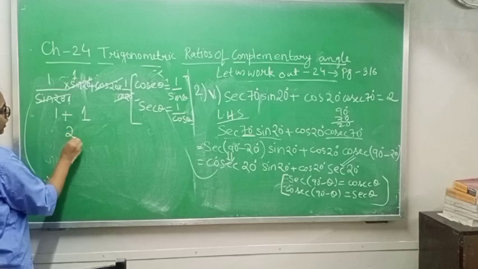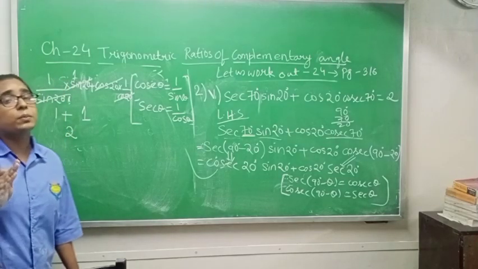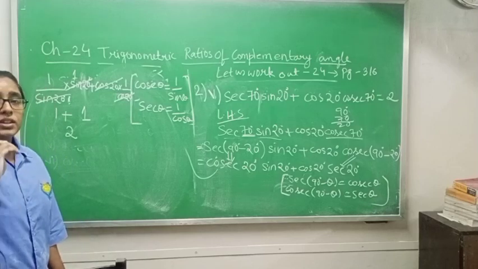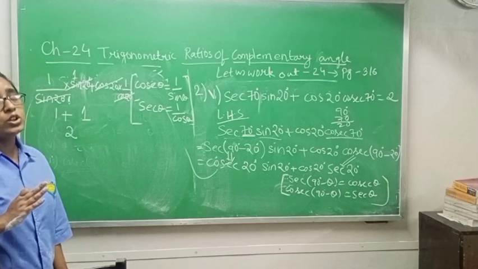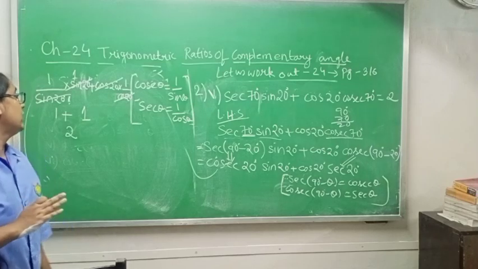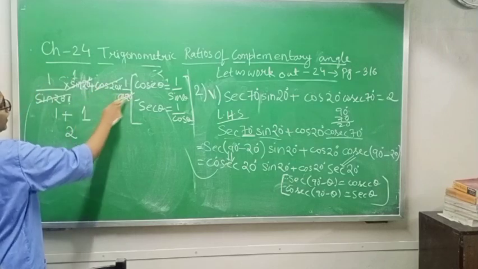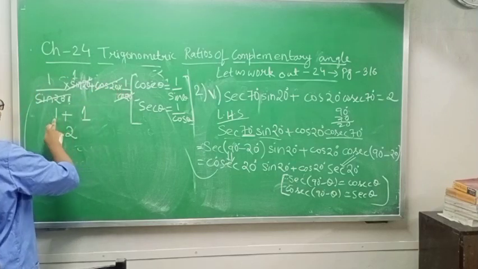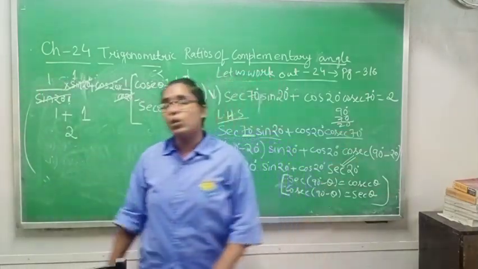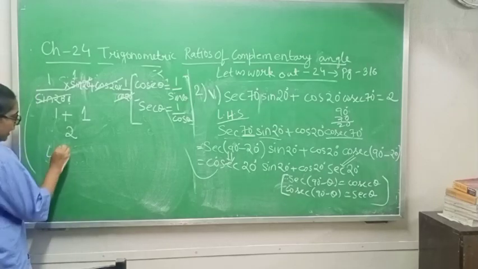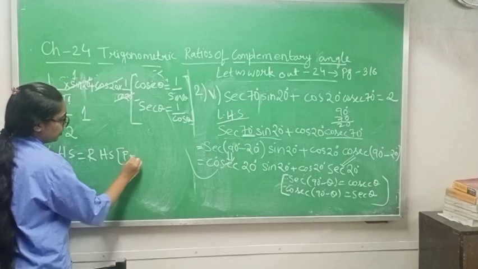1 plus 1, 2. Why? Because you are cancelling in multiplication or division form, it means you will get 1 only. If you cancel in addition or subtraction form, you will get 0. So sin 20 degree gives 1, cos 20 degree gives 1. I am writing 1 plus 1 will give you 2. You can see in RHS there is already 2. What you will write in the last? That LHS equals RHS, 2.